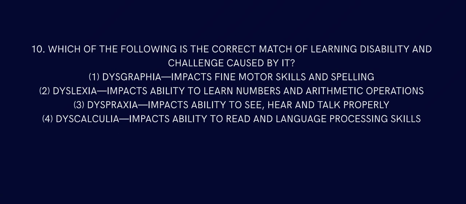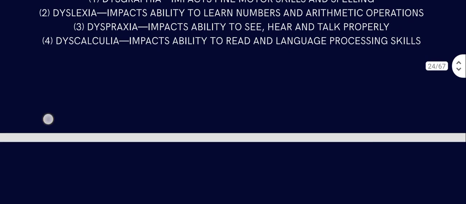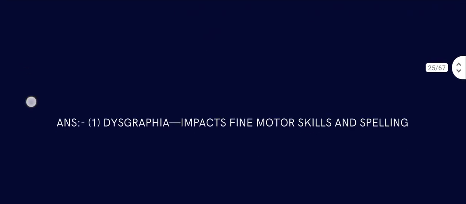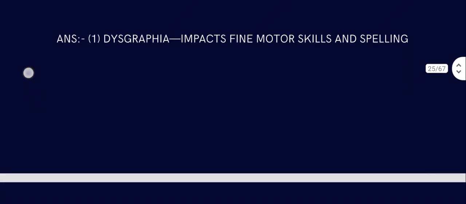Not dyslexia. Dyslexia does not impact the ability to learn numbers, that is dyscalculia. Dyspraxia impacts the ability to see, hear and talk properly. Dyscalculia impacts the ability to read. Now that is dyslexia. So the answer is dysgraphia, number 1. This is the only correct option here. Dysgraphia impacts fine motor skills and spelling.